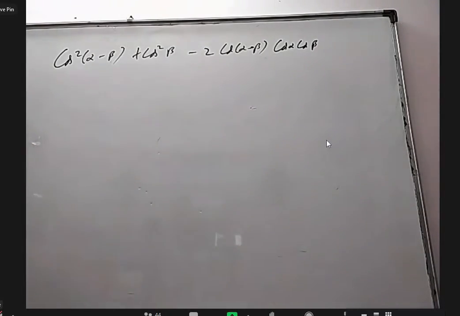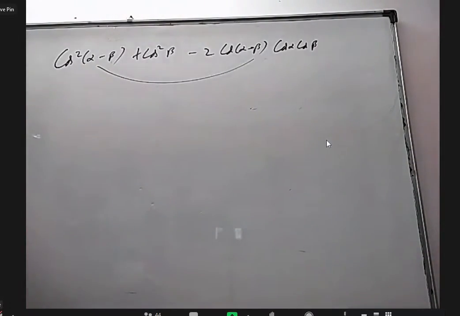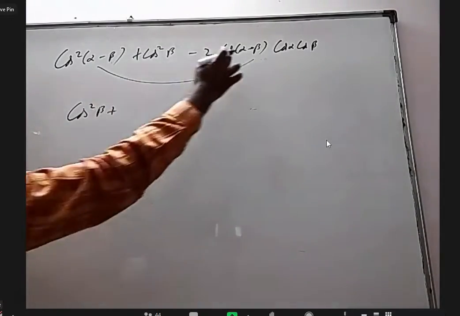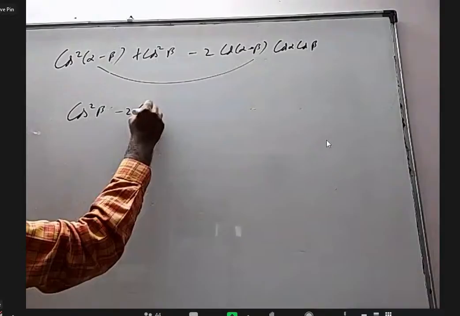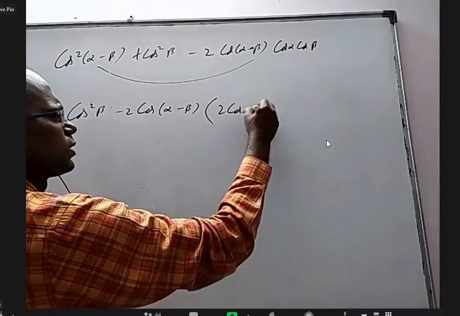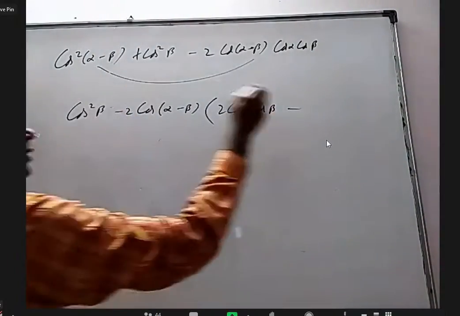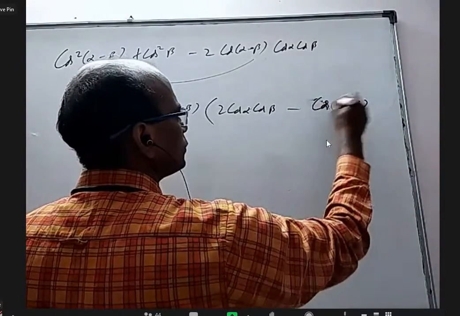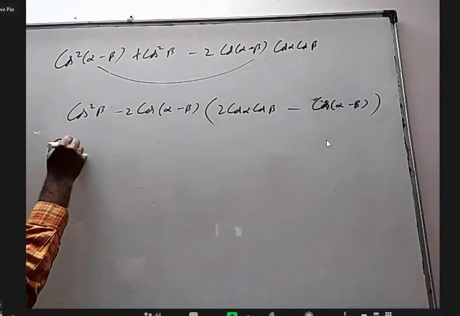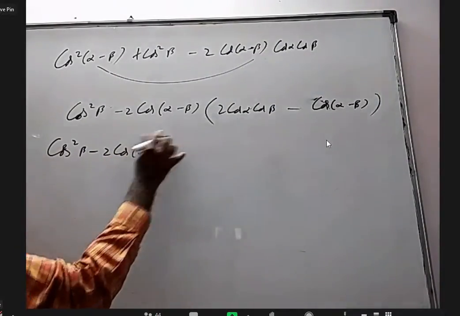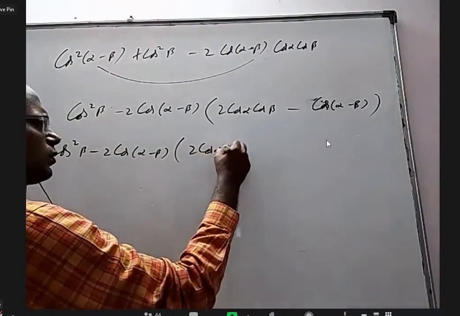Okay. Now from these two, we can take cos(alpha minus beta) common, or you can even take minus cos(alpha minus beta) common. So cos square beta, and from this and this, I want to take a minus 2 cos(alpha minus beta) common. Then I'll be left with 2 cos alpha cos beta, and from this, 1 cos(alpha minus beta). So this is cos square beta. This is 2 cos(alpha minus beta). This is 2 cos alpha cos beta.